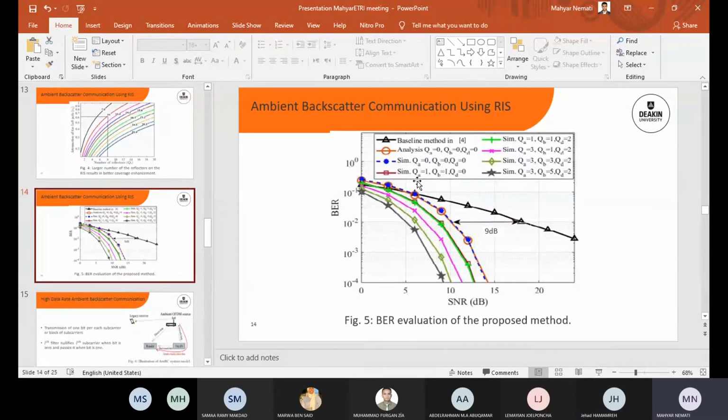So again, in terms of the bit rate performance, we have a better SNR at the receiver, which causes better signal quality at the receiver. So again, these are some simulations for different parameters of the number of the RIS sensors.